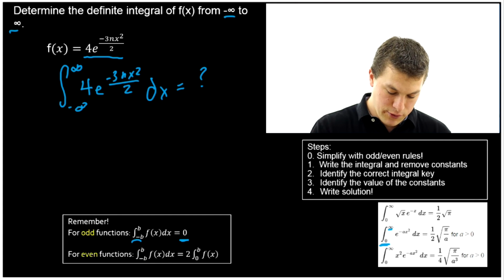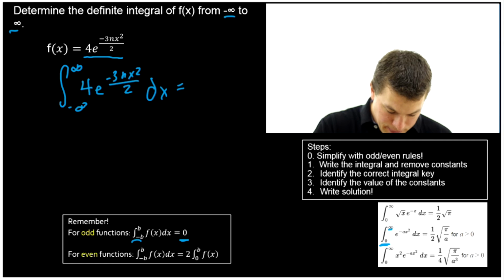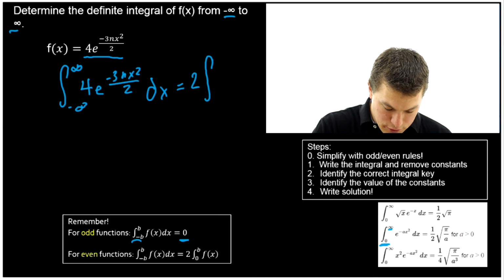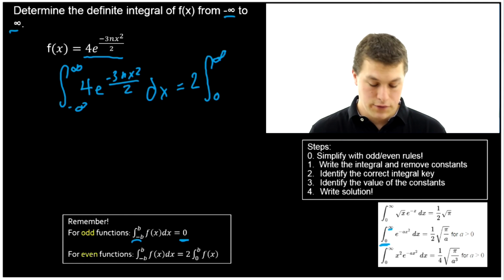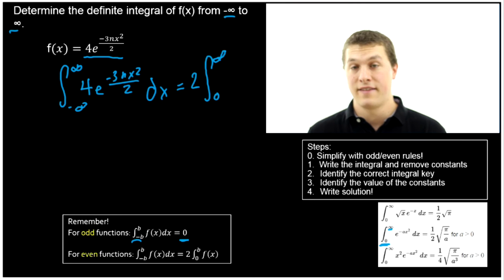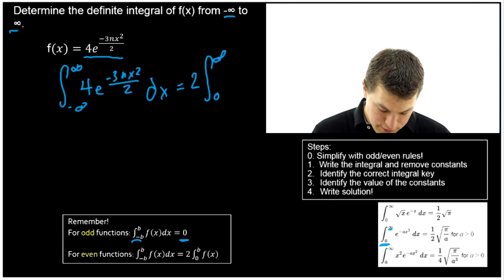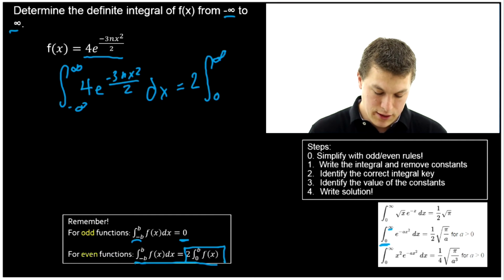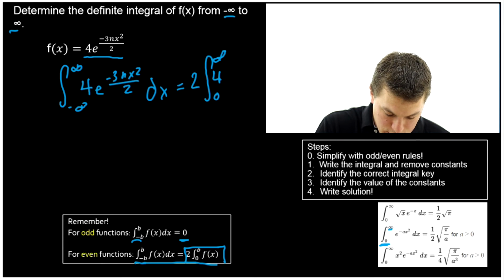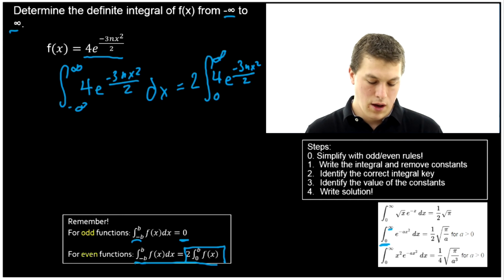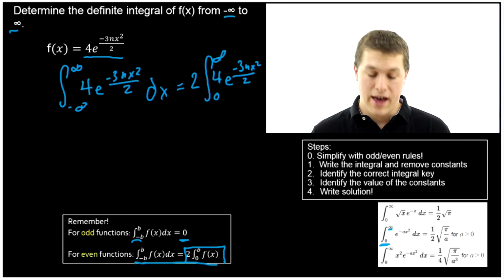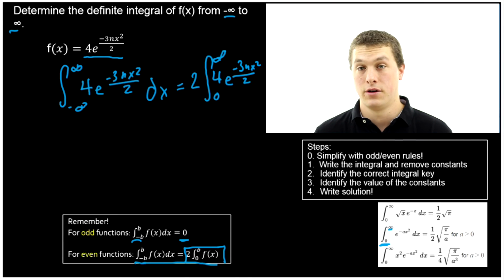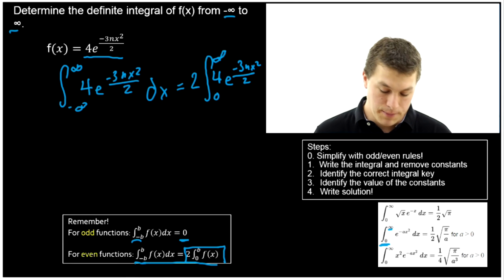That means that we can go ahead and rewrite our integral as 2 times the integral from 0 to positive infinity. Why? Because this turns out to be an even function. Notice that it's x squared, and that's actually what makes it an even function. And so that means that for our even function, we can write it as 2 times 0 to infinity, and then we write our same function, 4e negative 3n x squared over 2. All right, so now we've gone ahead and used the fact that it's an even function to rewrite it in a way that matches our integral table, and that's something you might have to do from time to time.